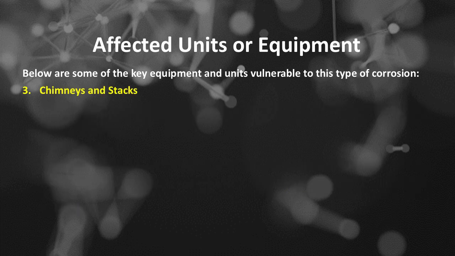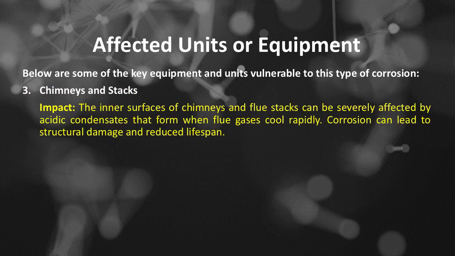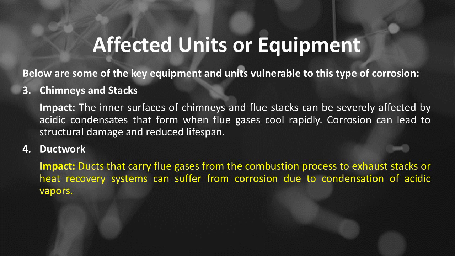Number 3 is chimneys and stacks. Chimneys and stacks impact. The inner surfaces of chimneys and flue stacks can be severely affected by acidic condensates that form when flue gases cool rapidly. Corrosion can lead to structural damage and reduced lifespan. Number 4 is ductwork. Ductwork impact. Ducts that carry flue gases from the combustion process to exhaust stacks or heat recovery systems can suffer from corrosion due to condensation of acidic vapors.